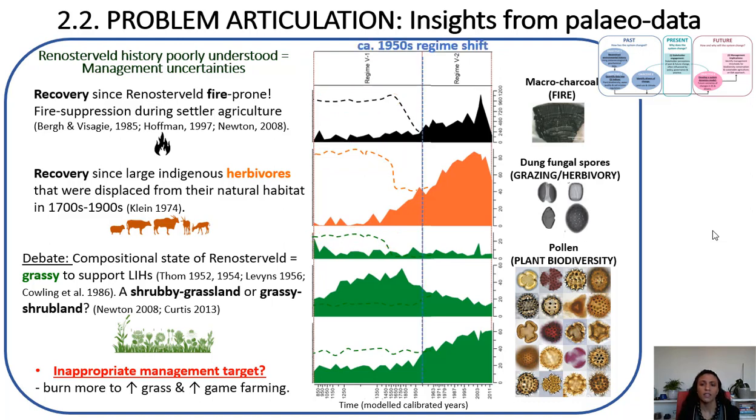Another thing I want to point out is that statistically there was a regime shift which occurred around the 1950s, and this was due to agricultural intensification, probably because of the increase in grazing. And what was interesting is that even though the nature reserve was declared in the 1970s, you can see that these trends are just exacerbated.